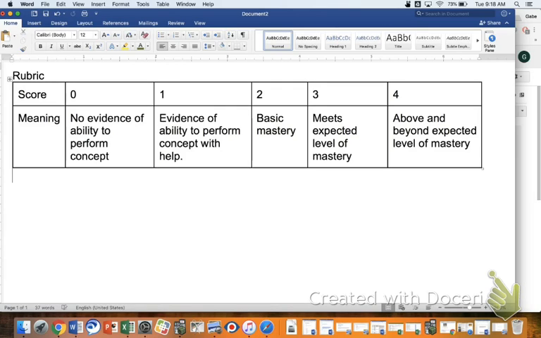A 2 is basic mastery. This would be kind of the basic, standard expectation. A 3 means that you are where an Algebra 1 student should be. So as you leave Algebra 1 at the end of the year, ready to move on to geometry and Algebra 2 and all that stuff, I can say, you know what?